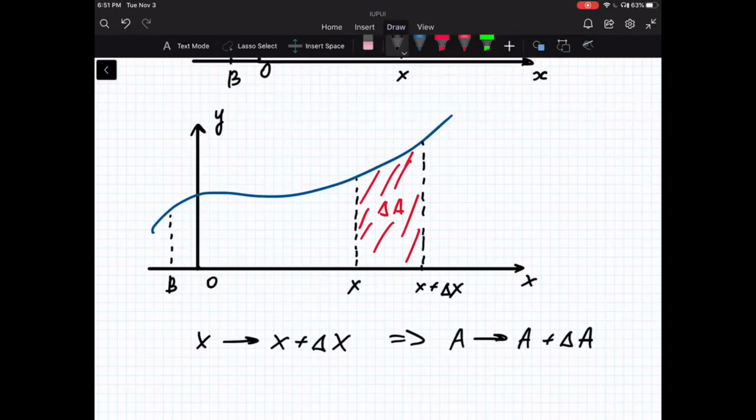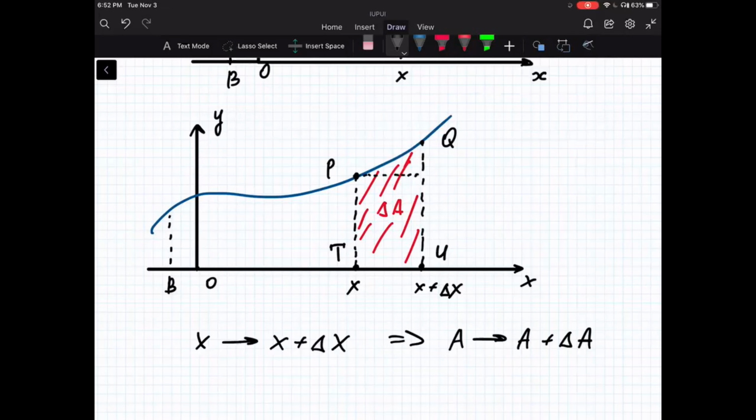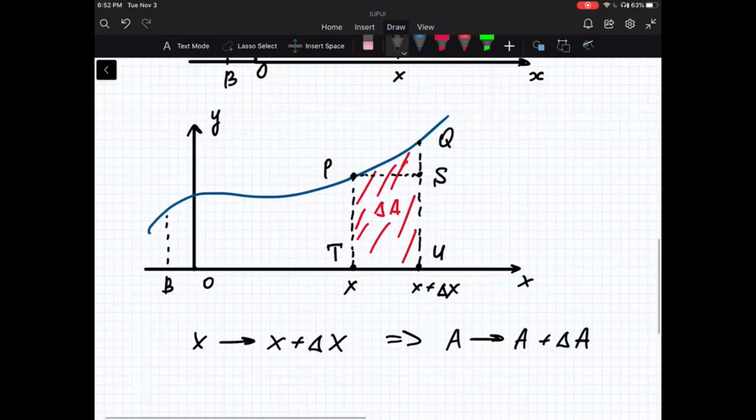And let me introduce a few points. This point I will call T. This point I will call U. This point I will call P. This point I will call Q. And also I will consider a perpendicular to the line UQ, and the intersection with that I will call S. And the same story from point Q, a perpendicular to the line TP, the intersection point I will call R.